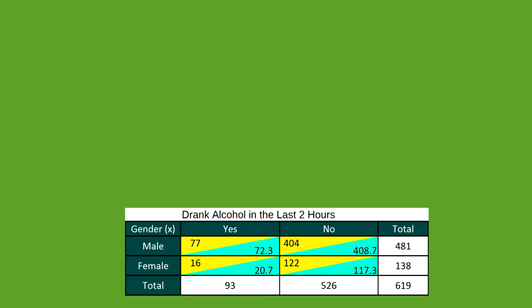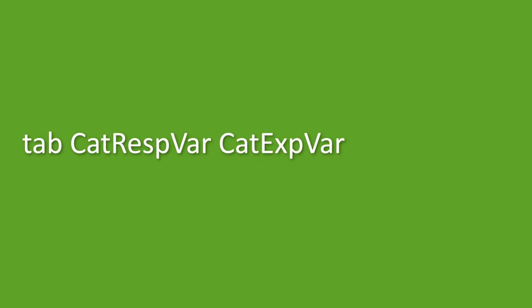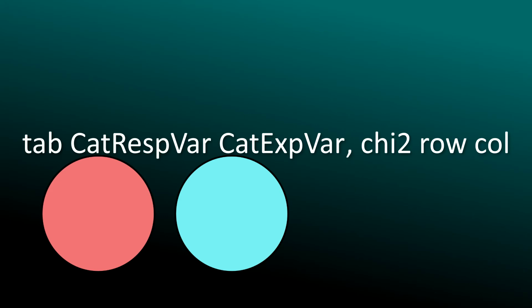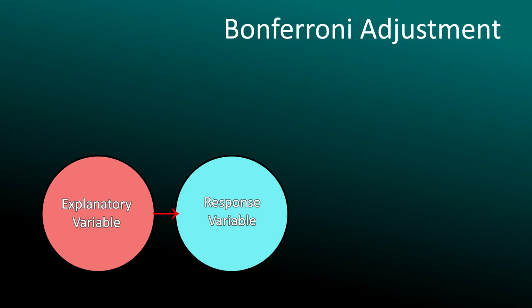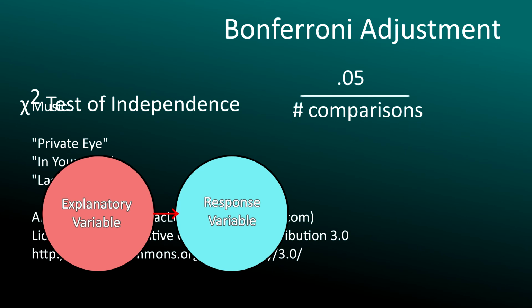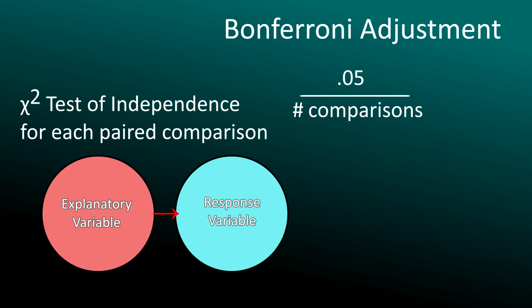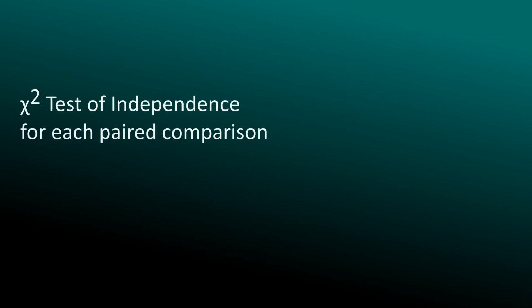The model Stata syntax for performing a chi-square test of independence is tab, categorical response variable, categorical explanatory variable, comma, chi2, row, col. If your explanatory variable has more than 2 levels or groups, you'll also need to conduct a post-hoc test. We use the Bonferroni adjustment to protect against type 1 error, and then run the chi-square test of independence for each paired comparison using that adjusted p-value.